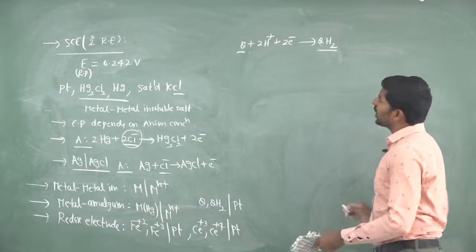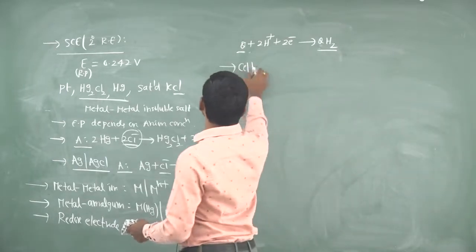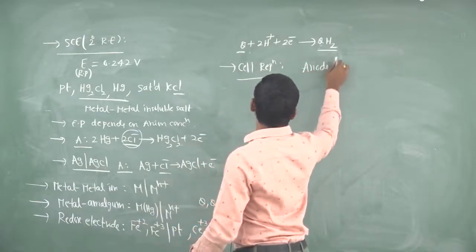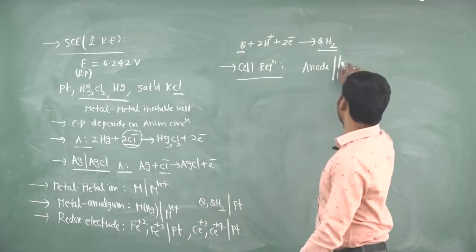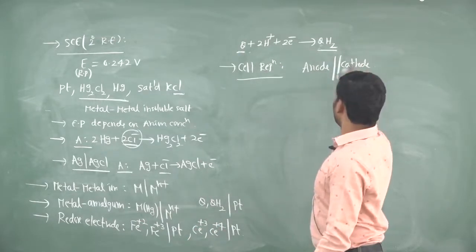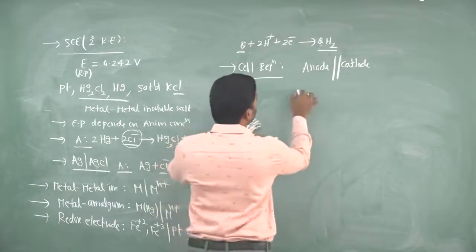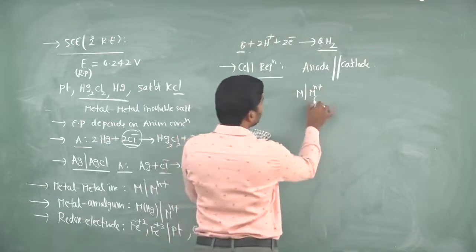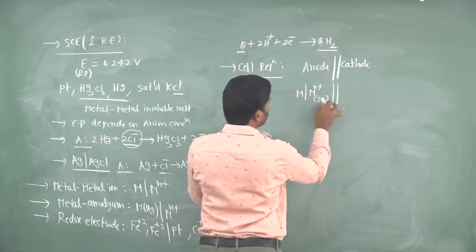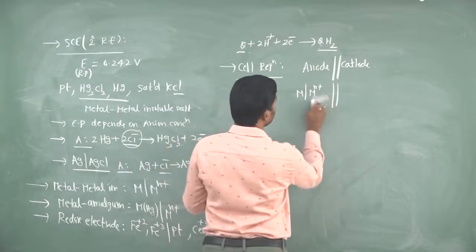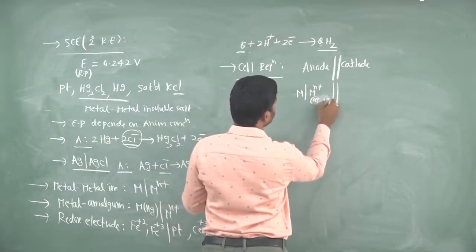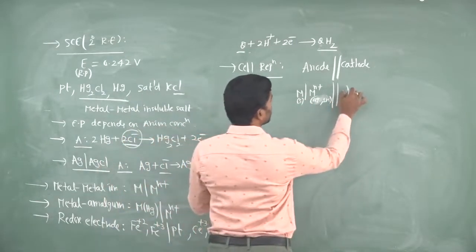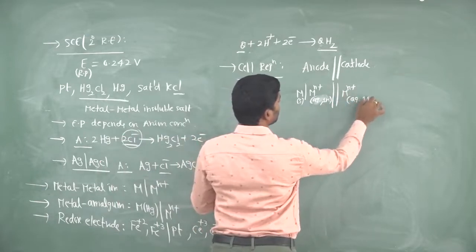Next one, cell representation, and how to represent a cell. The general representation is anode, then salt bridge, followed by cathode. While writing the anode representation, is it metal followed by metal ion or metal ion followed by metal? Metal followed by metal ion. If their concentrations are known, we write them in brackets, and we may mention aqueous also: M solid, M n plus aqueous, comma 1 M. Next the cathode: M n plus aqueous, comma 1 M, then M.